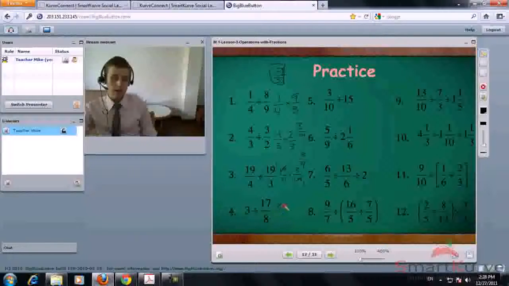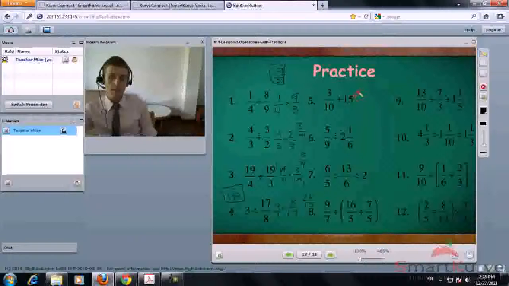3 times 8 over 17. The 3 is 3 over 1. 8 times 3 is 24, divided by 17. We now have to change this back into a mixed number. 17 goes into 24 how many times? Once, with the remainder of 7. 1 and 7 24ths. It does not reduce further.